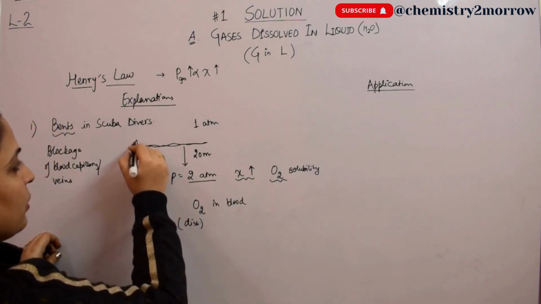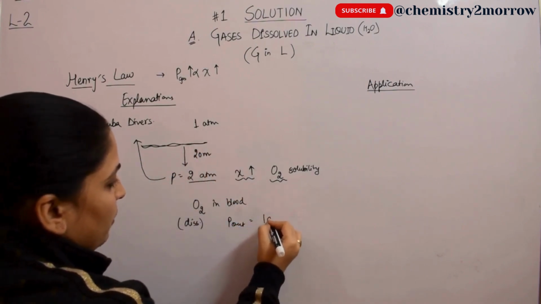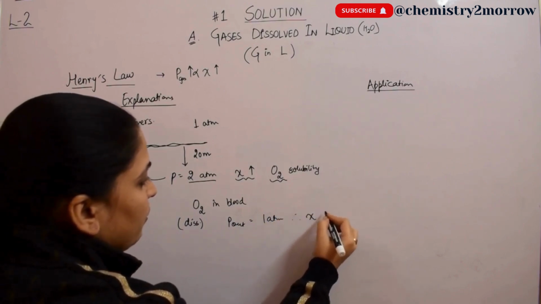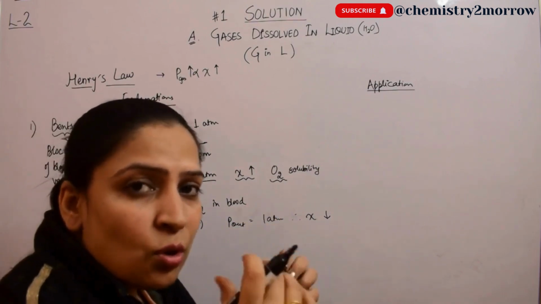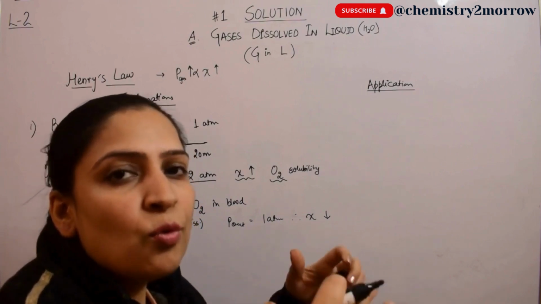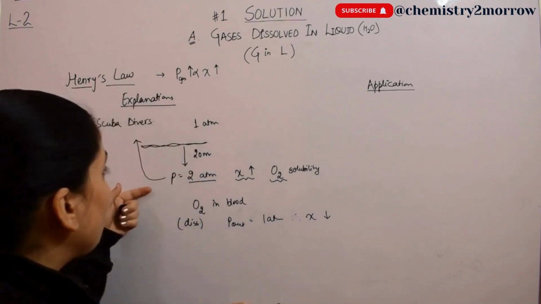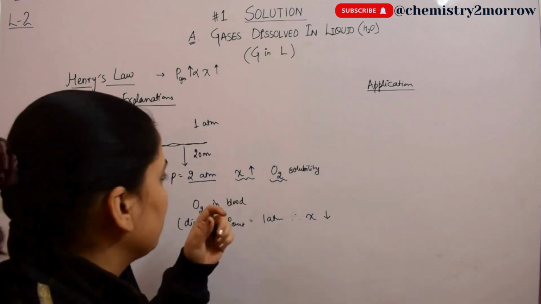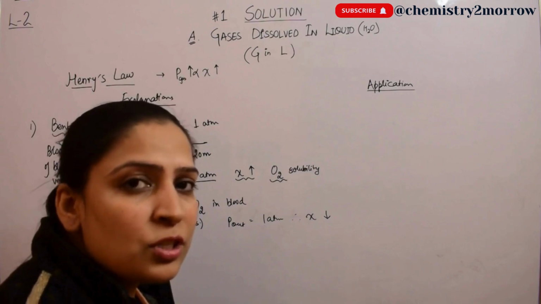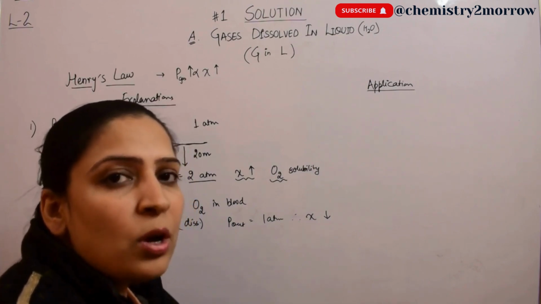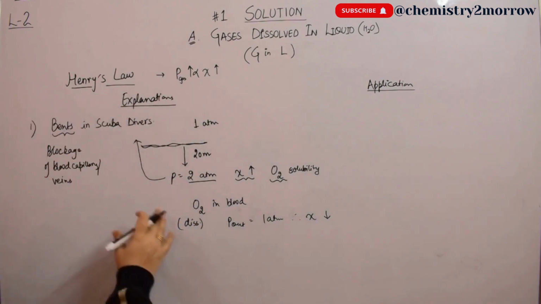As they come out, the pressure P out is again 1 atmosphere, so the solubility will decrease as well. The excess oxygen already present in their body will tend to move out of the body in the form of bubbles. If they come out immediately and don't give enough time, the escape of oxygen from the blood will not be feasible. Some of the oxygen will stay there and form a bubble, and the bubble blocks the flow of blood in the veins. That causes a condition called bends.